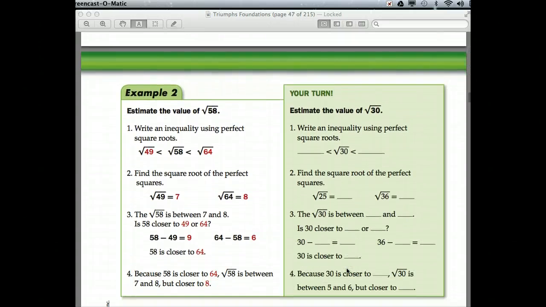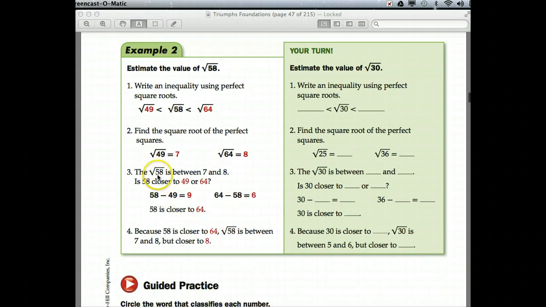In example 2, they ask us to estimate the value of the square root of 58. So we're trying to find two numbers that the square root of 58 will fit between. When we write an inequality, we're going to write it using perfect square roots. So it falls between 7 times 7 and 8 times 8, between 49 and 64. Doesn't 58 fall between 49 and 64? Yes, it does. So the square root of 49 is 7, and the square root of 64 is 8. So we know that the square root of 58 is somewhere between 7 and 8.